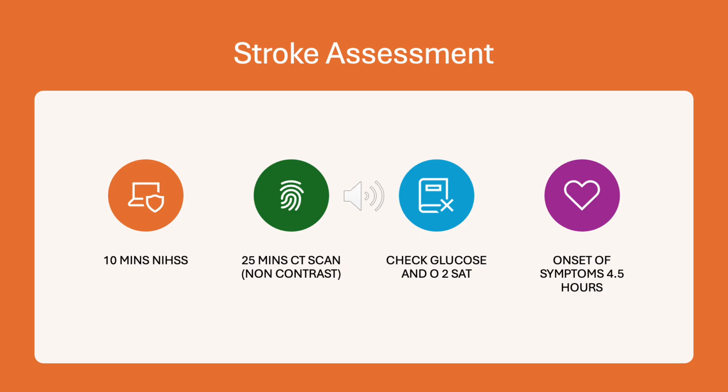Anybody that has a change in their LOC or a change in their neurostatus, you need to check a glucose and O2 sat because those are two easy fixes. And oftentimes, if the glucose is low or the O2 sat is low, the person can present with the same symptoms as having a stroke. And also get a history because you want to know when the symptoms first started, because you only have 4.5 hours to give thrombolytics.